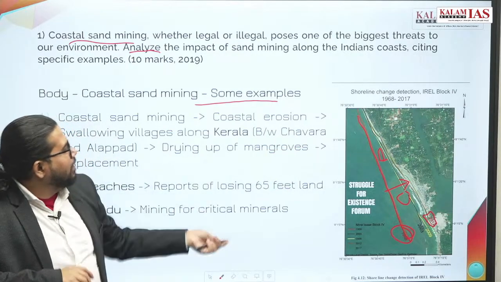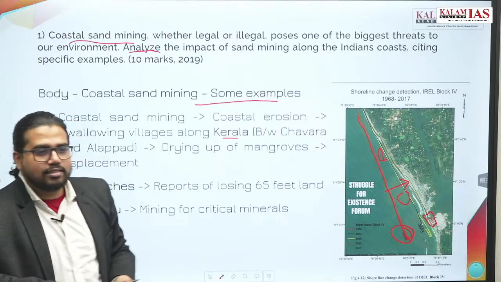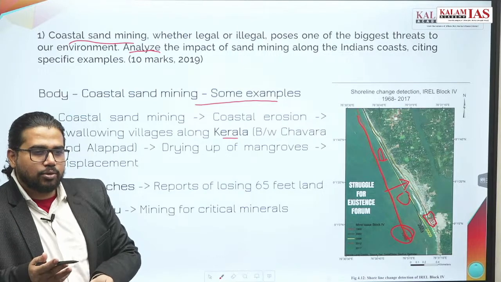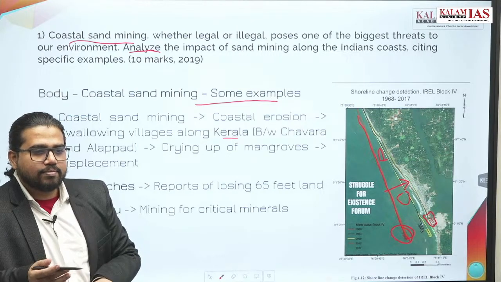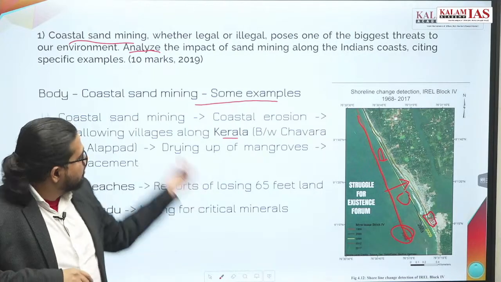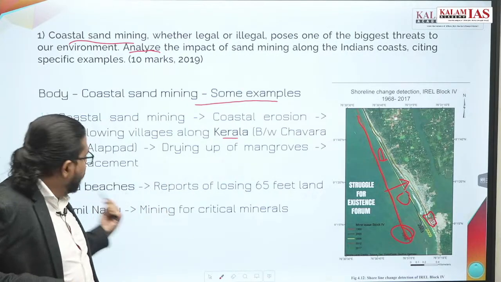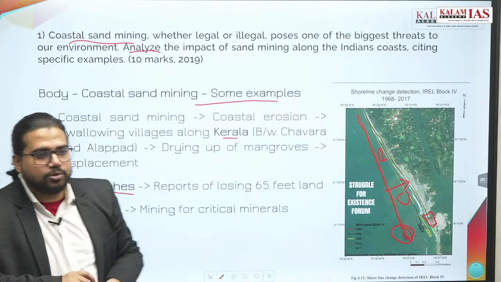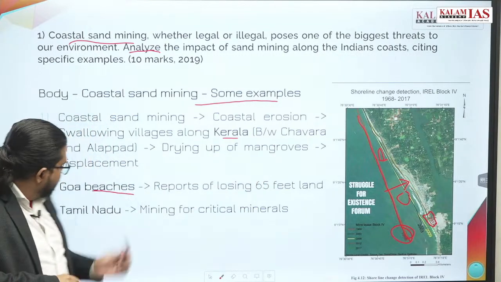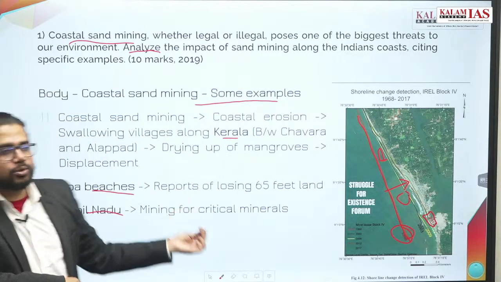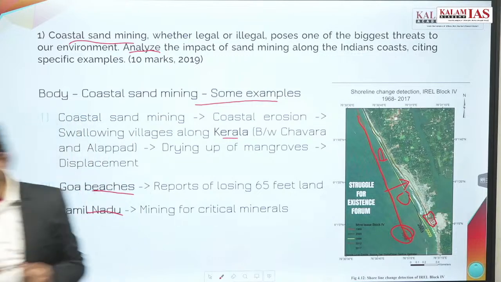You can think of examples on different coastlines, like in Sundarbans, how it will be affected. In Odisha, what is the name? Bhitarkanika, how the Olive Ridley turtles will be impacted. Goa beaches, of 60 feet land, 5 feet is already lost due to coastal mining and all. Tamil Nadu, mainly mining is being done for critical minerals.